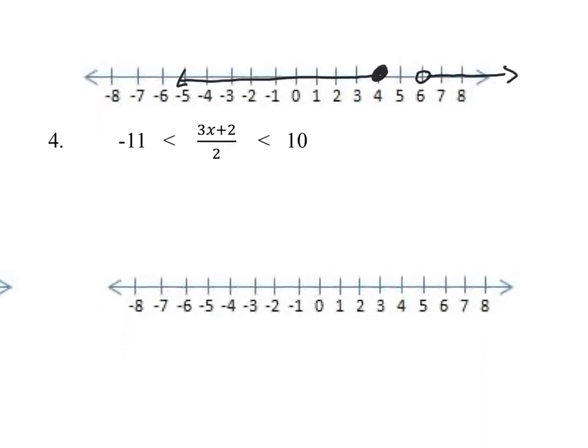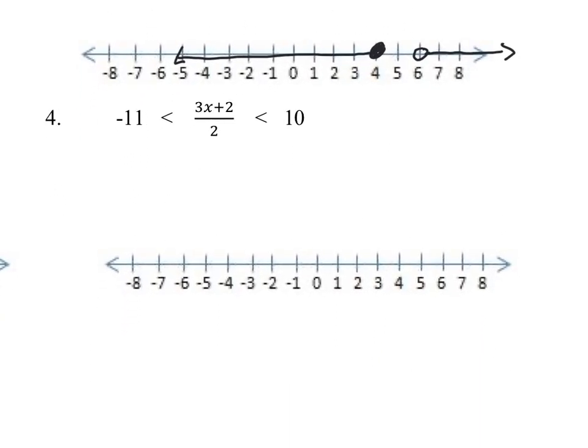All right, next example. Number 4. This is an and. It's written as a single continuous inequality rather than using the word. So we're going to just solve all 3 sides of this inequality. First thing I'm going to do is get rid of that denominator by multiplying all 3 sides by 2. We're going to get negative 22 is less than 3x plus 2, which is less than 20.